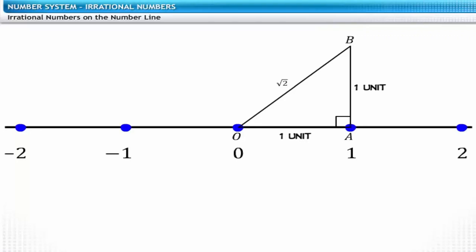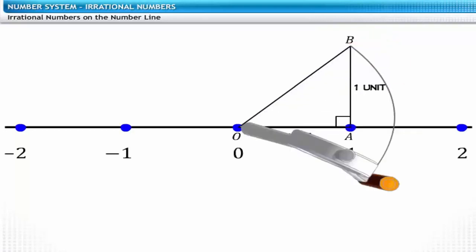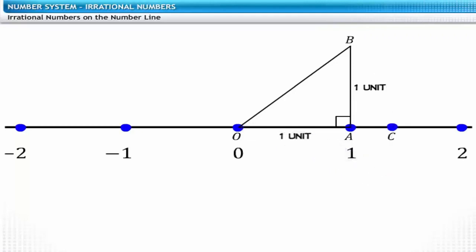The vertex O of the triangle must coincide with the 0 on the number line. The vertex A will coincide with 1 on the number line. In order to represent the square root of 2 on the number line, mark the length OB with the help of a compass. Then, taking O as the center, we'll draw an arc on the horizontal line. Let's mark the point of intersection of the arc on the number line as C. The distance between O and C is the square root of 2. Hence, point C represents the square root of 2 on the number line.